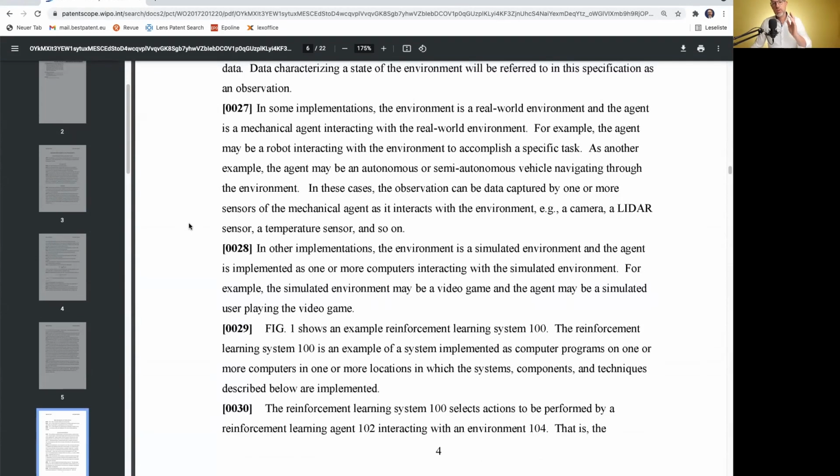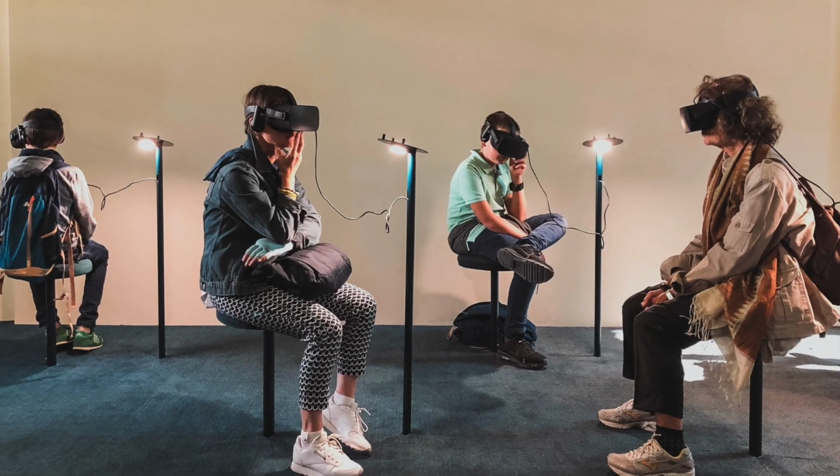And also in the description, it states in paragraph 27 that in some implementations, the environment is a real-world environment and the agent is a mechanical agent. And in paragraph 28, it says that in other implementations, the environment is a simulated environment and the agent is implemented as one or more computers interacting with the simulated environment. So here, the invention was really also meant to cover pure virtual simulations.